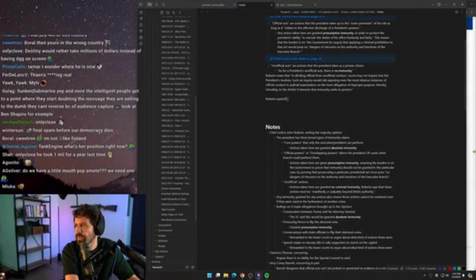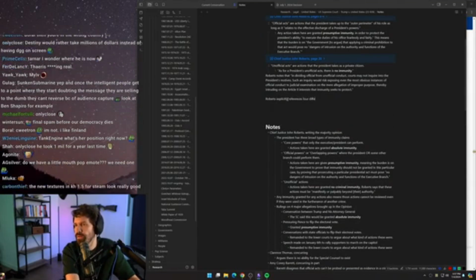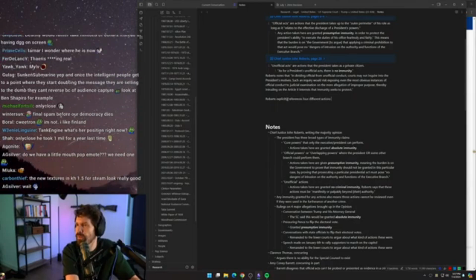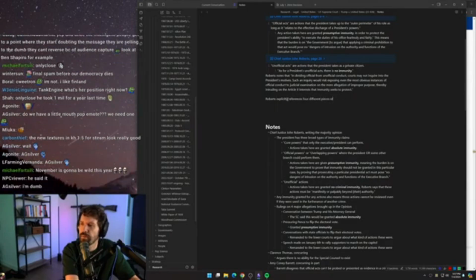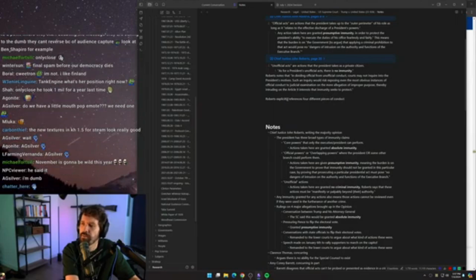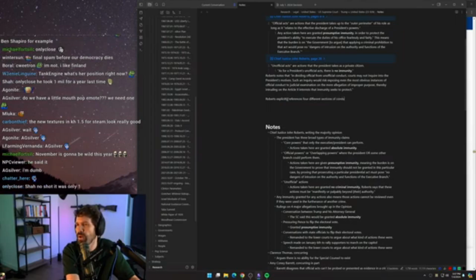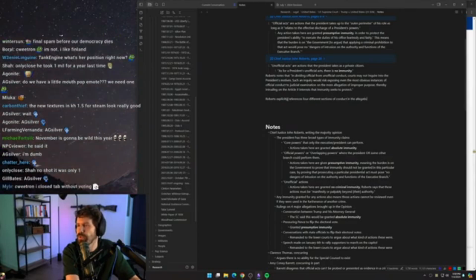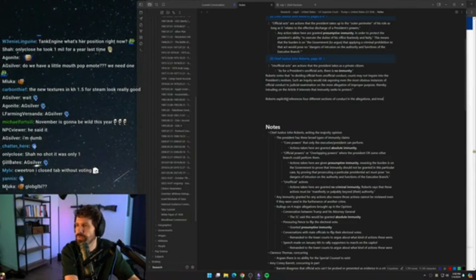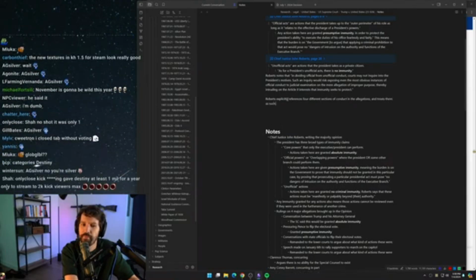Roberts explicitly references 4 different pieces of conduct, 4 different sections of conduct in the allegations and treats them as such.